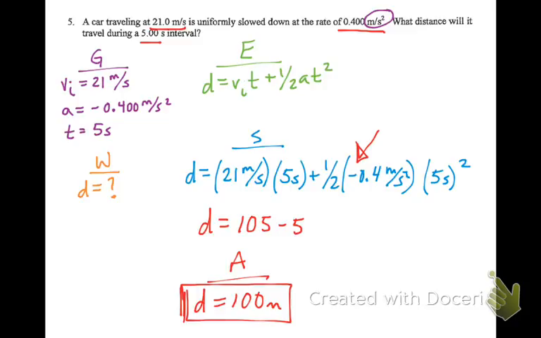Okay, not too bad. If you didn't get that right, it's probably because you forgot the negative for our acceleration, because it's actually a deceleration. We know that because it's stating that it was slowed down. So just things to take into account. If you got that right, I want you to pause the video and try question number 6.